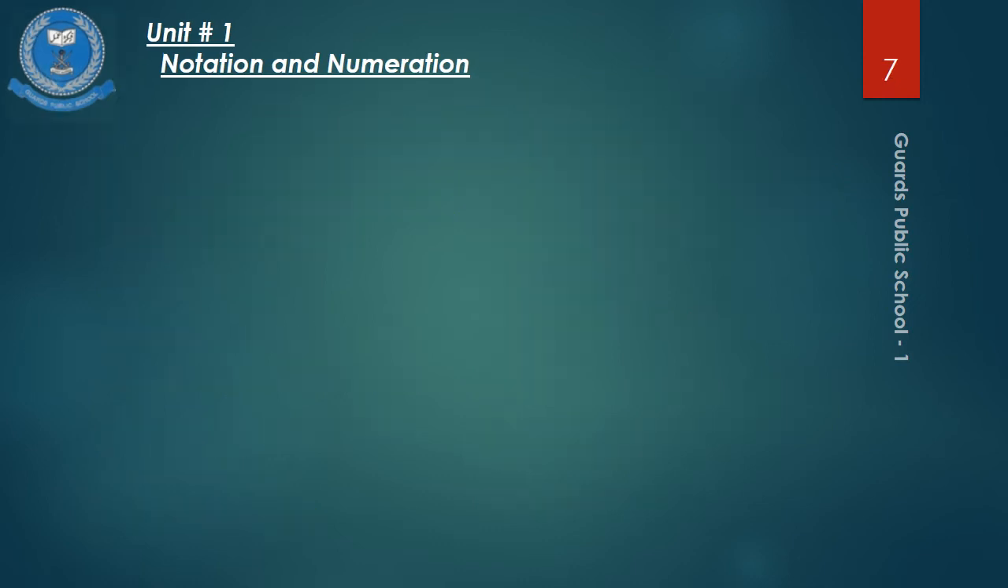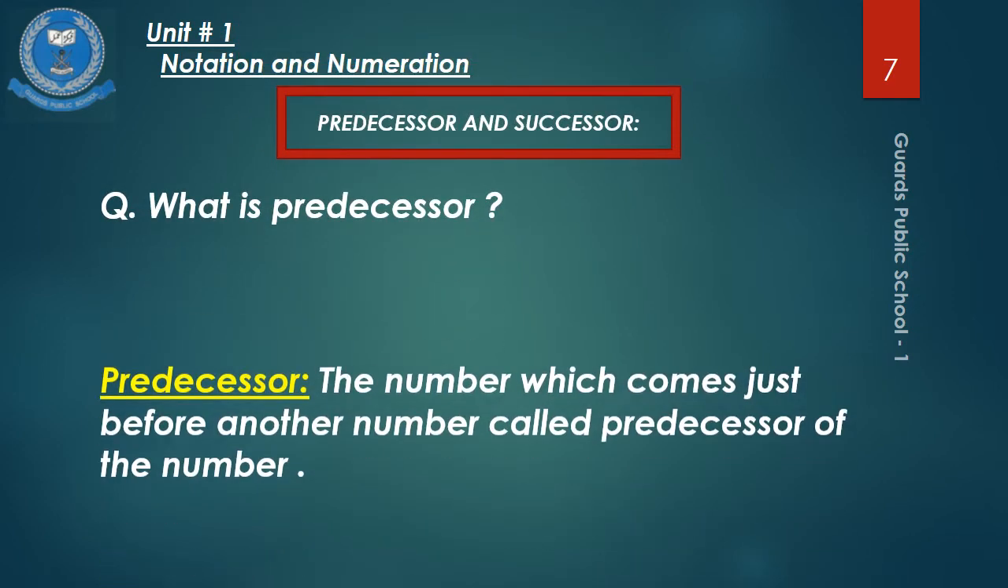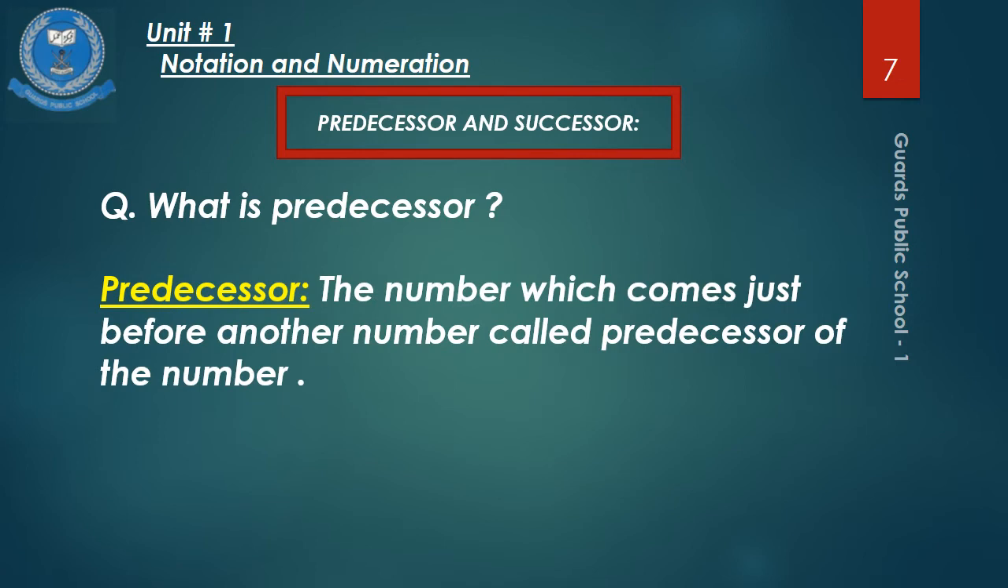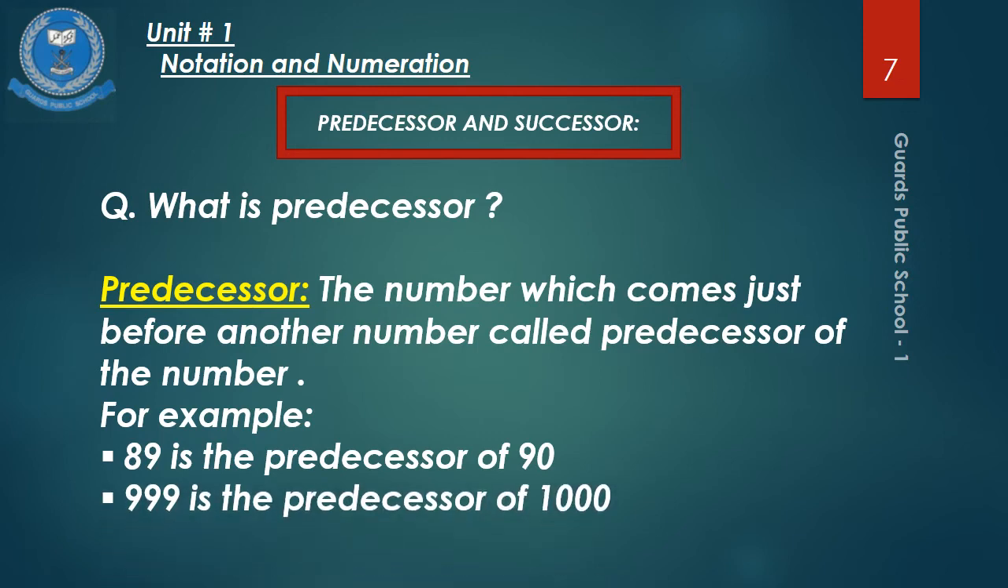My dear students, now we have the terms predecessor and successor. First, what is a predecessor? Predecessor means the number which comes just before another number. Meaning, किसी भी नंबर से पहले जो नंबर होगा वो उसका predecessor कहलाएगा. For example, 89 and 90. Among them, 89 is the predecessor of 90. In the same way, if we have 999 and 1000, 999 is the predecessor of 1000.